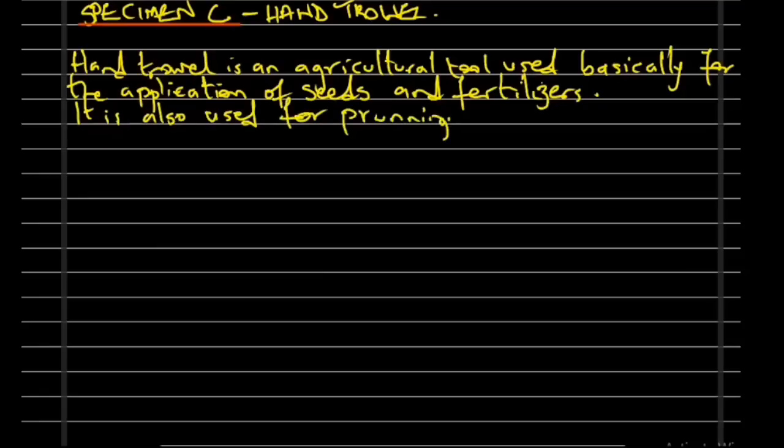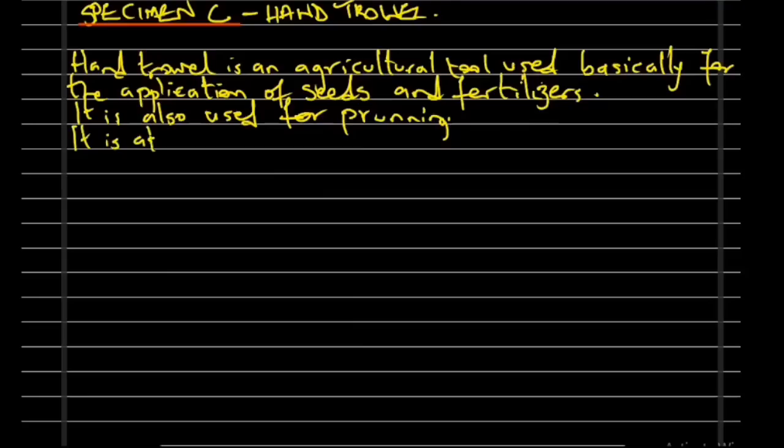Now, let's understand this. Because of the shape of the hand trowel, it is actually used for carrying out the application of seeds, particularly when you are applying grains as seeds in certain agricultural practices. That is what we use. Now, let me just quickly talk about the uses first. It is also used for breaking up the earth or the soil.